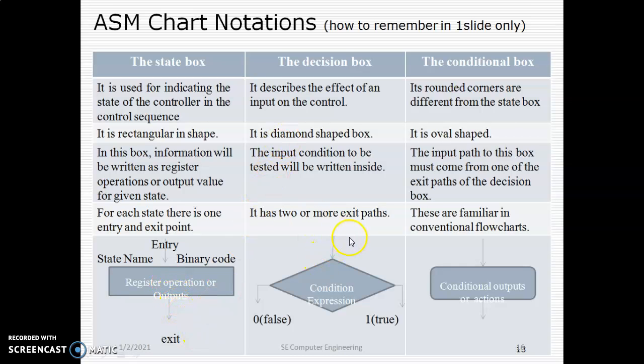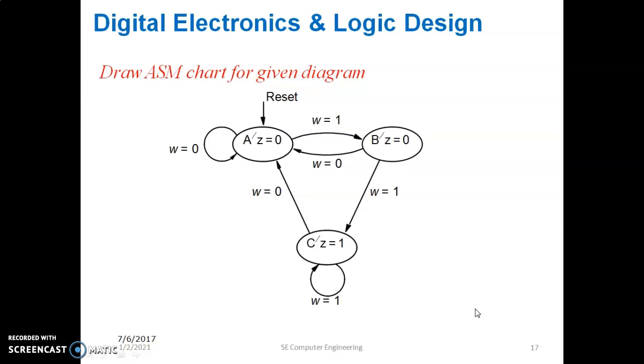The decision box has two values, either true or false. So it has, suppose, two exit paths. If the condition is satisfied, then it will execute that particular state, and if the condition is not satisfied, it will execute the false statement. And for the conditional box, if a similar conventional flowchart is given, the conditional outputs will be considered as per the given conditions. Next is the ASM chart for the given diagram.